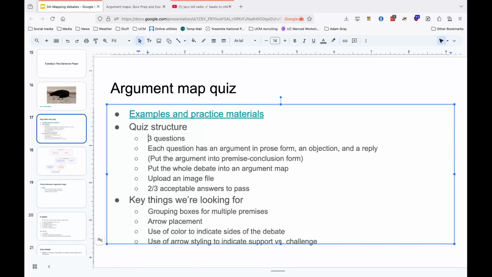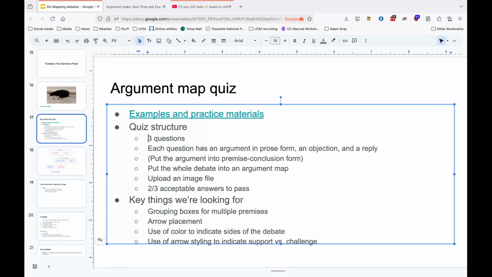I will say these are intentionally simpler than the examples we've been working on in class because the goal of this quiz is just to make sure you understand the different elements of an argument map and how to use them correctly. It's not about broader stuff relating to learning to engage in debate, which is what this unit, which is what this week, is really focused on. So the questions, and you'll see this in the practice materials, the arguments are about as complex, but the objections and the replies are pretty simple.